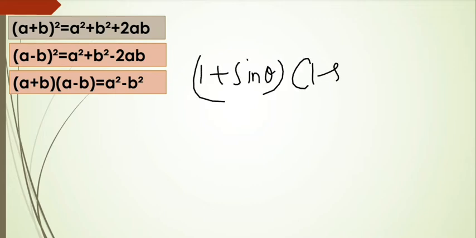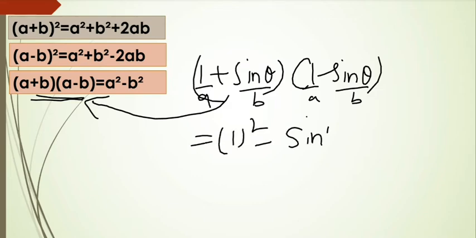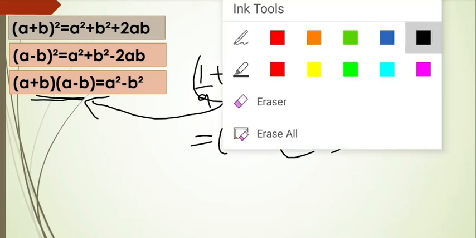so this is (a plus b) into (a minus b), which is equal to a square minus b square. Whenever the expression is like this, for example 1 plus sin theta into 1 minus sin theta, you have to observe that this is in this format, so we can use this identity. Here a is nothing but 1, and b is nothing but sin theta. So observe that this is in the (a plus b) and (a minus b) format, so we get a square, that is 1 square, minus b square, that is sin theta whole square. Okay, so we have to identify this and do the problems based on this.